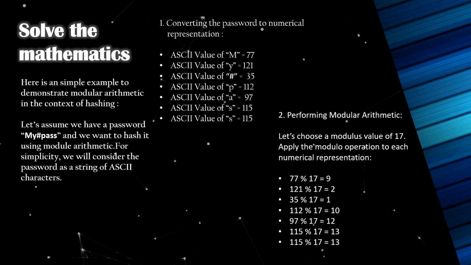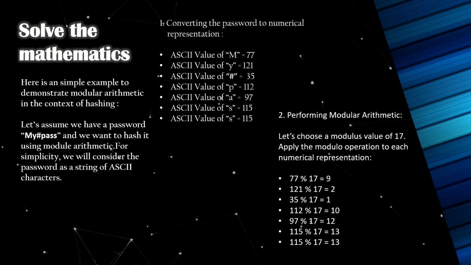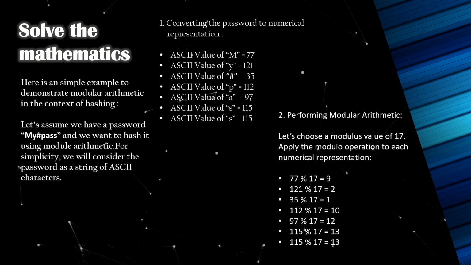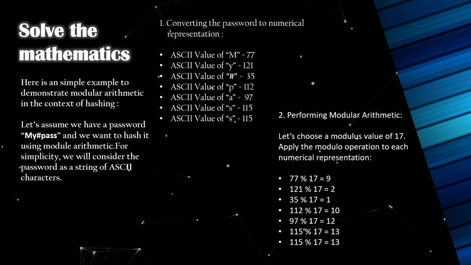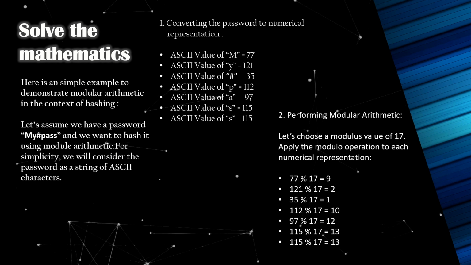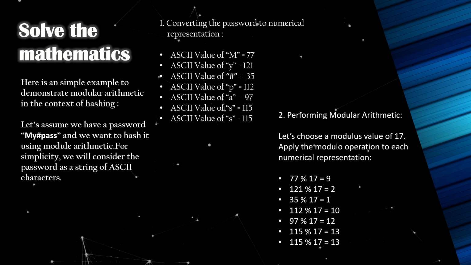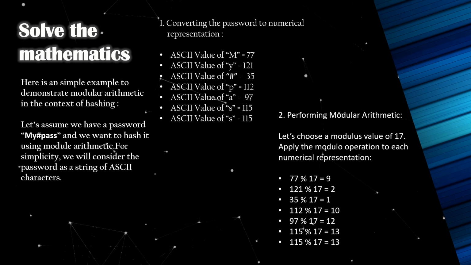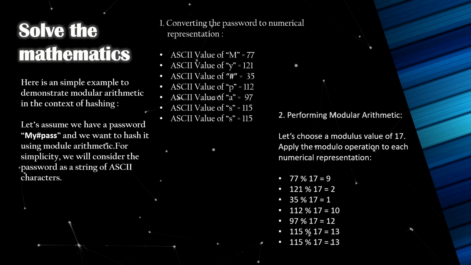Now we're taking an example of password hashing. Let's assume we have a password, myhashpass, and we want to hash it using modular arithmetic. For simplicity, we will consider the password as a string of ASCII characters. We take the ASCII value of each character of the password, like the ASCII value of capital M is 77, and the ASCII value of Y is 121, as follows.